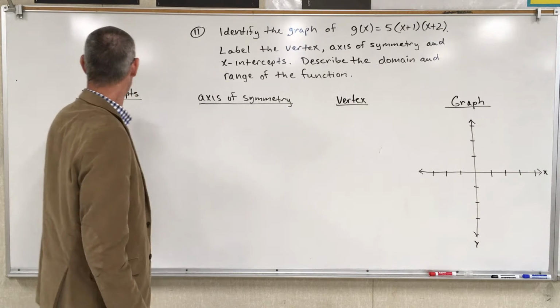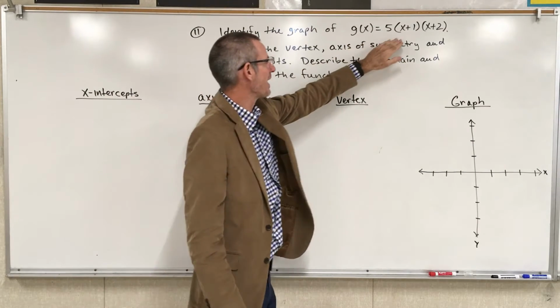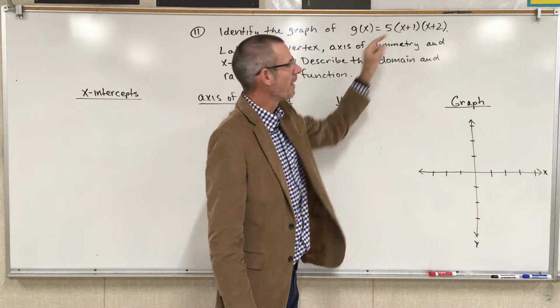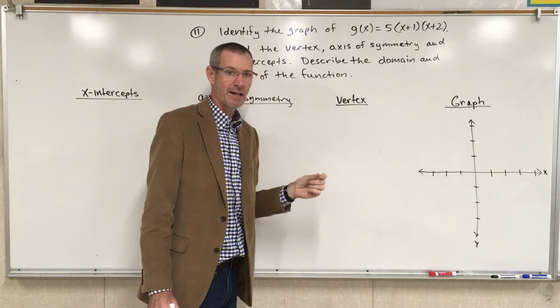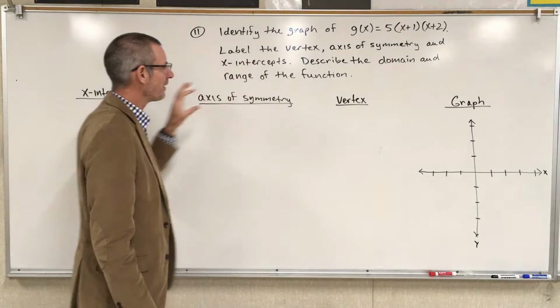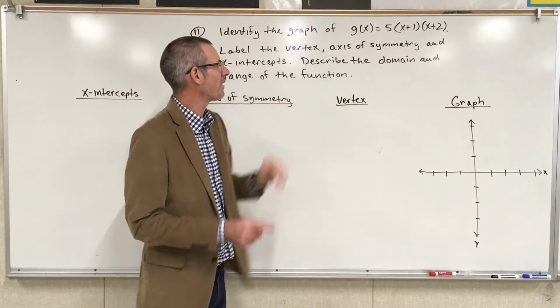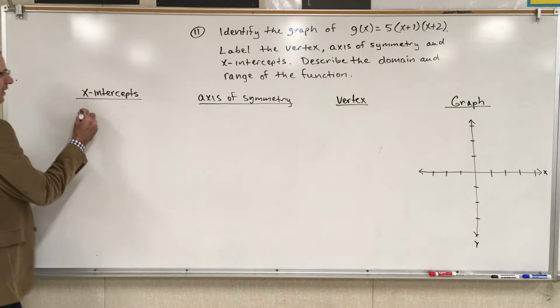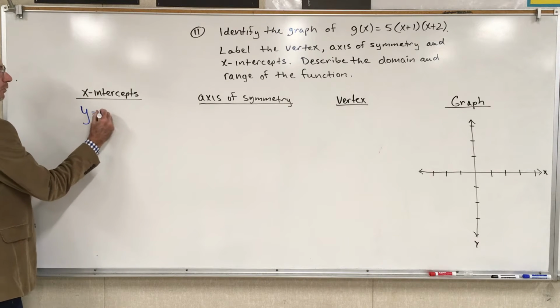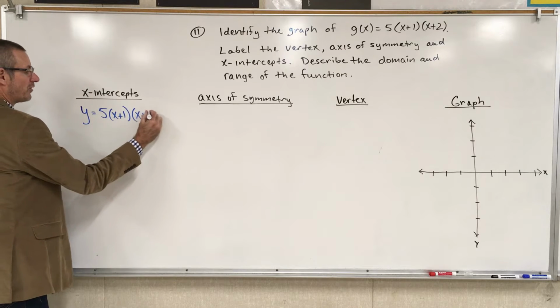I'm going to start out by trying to find the x-intercepts. When I look at this function, I can see that there are parentheses, but the parentheses are not squared. So this function is in intercept form. I'm going to write it as an equation with a y, so it will be y equals 5 times x plus 1 times x plus 2.